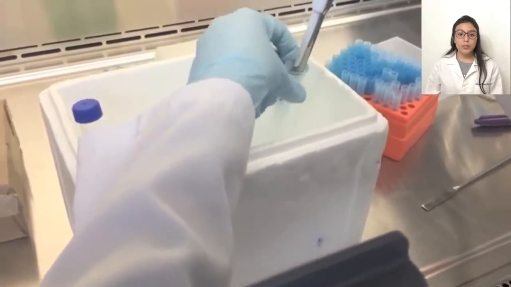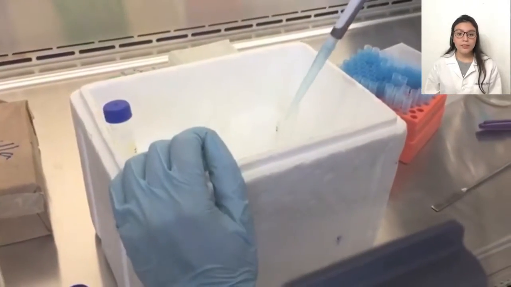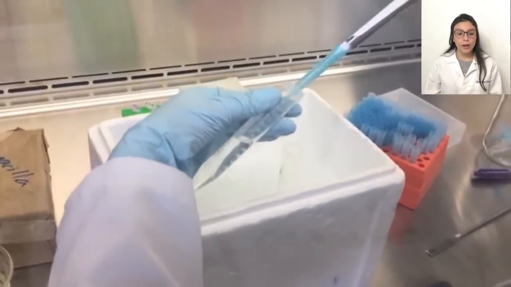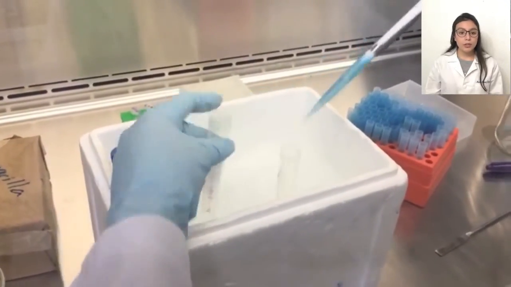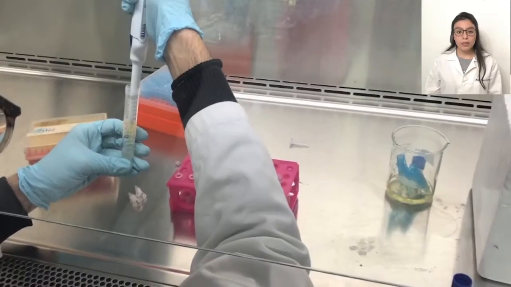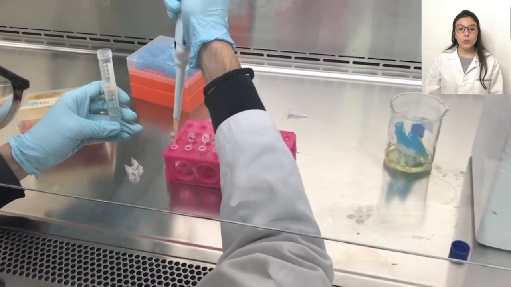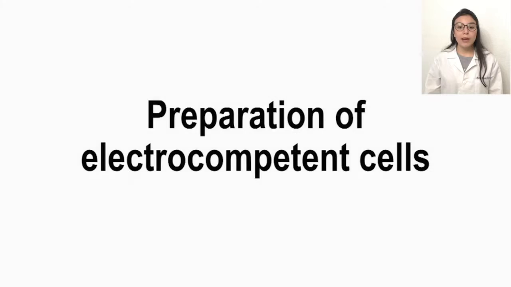3. Remove the supernatant and resuspend the bacterial pellet in 2 ml of 0.1 molar calcium chloride with 20% glycerol solution. Incubate for 10 minutes on ice. And finally, prepare aliquots of 200 microliters and store at minus 70 degrees Celsius.